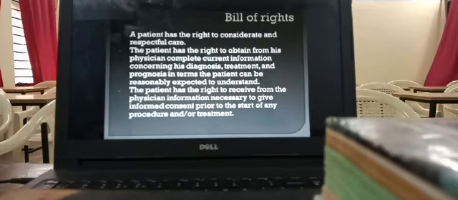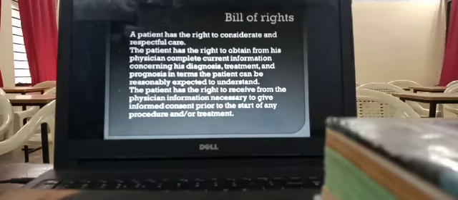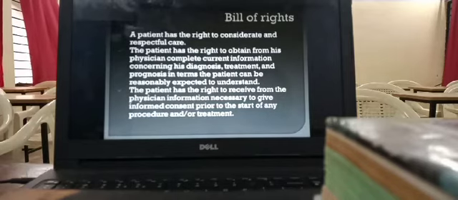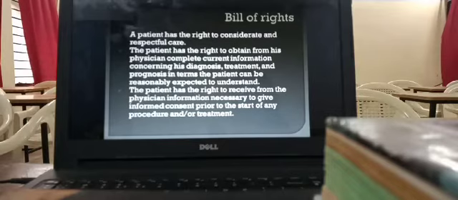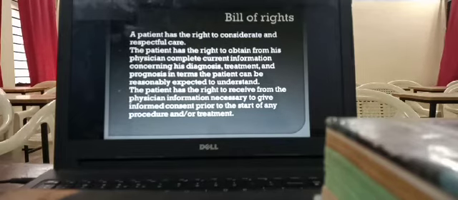Thirdly, the patient has the right to receive from the physician information necessary to give informed consent prior to the start of any procedure or treatment. So the patient has the right to know about the illness before giving the informed consent. This means that in every healthcare sector, the patient has to be first explained about the illness before obtaining the consent from the patient.